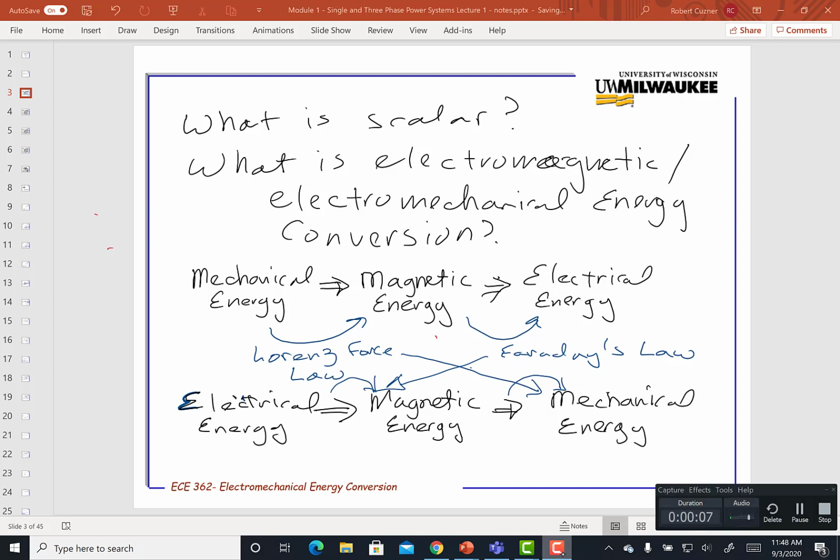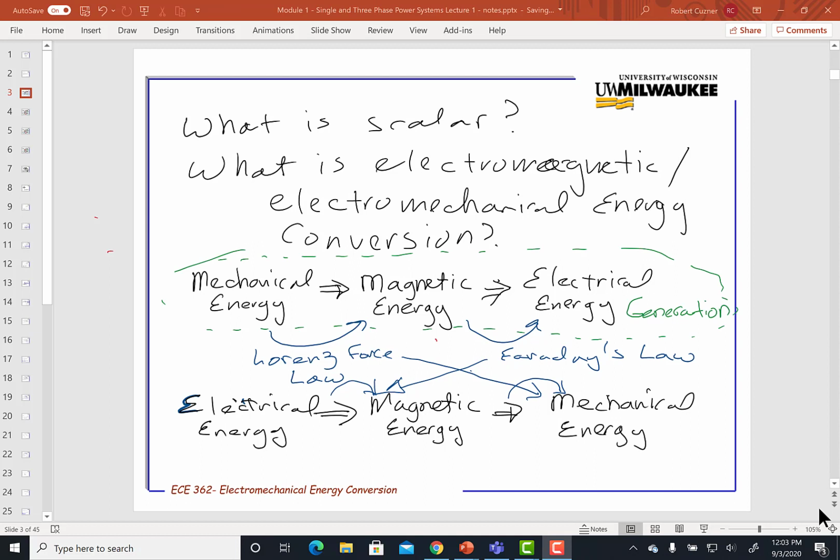And there's a number of laws that we're going to deal with in the magnetic domain that you're going to learn. So the top one, we could call this generation, and this is actuation here. So you got generators, you got motors. Okay, so that's mechanical energy conversion.